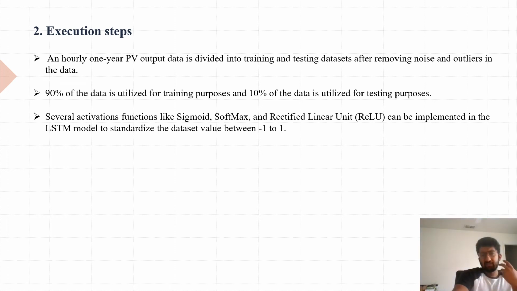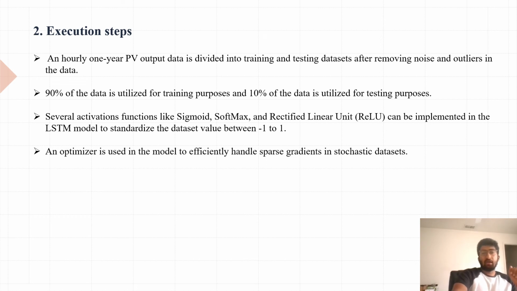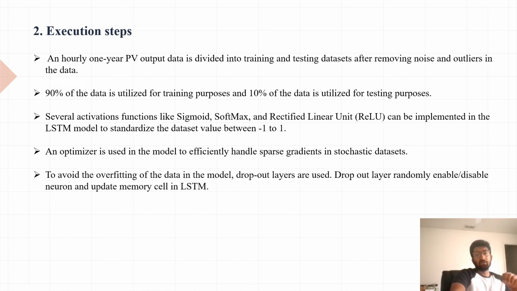So this is basically making uniformity in the data, and for the model to easily work on the data, we use the activation function. And we use an optimizer to handle the sparse gradient in the problem. What we do is we use dropout layers. Dropout randomly disables neurons, so that we do not fall into the problem of overfitting of the model.